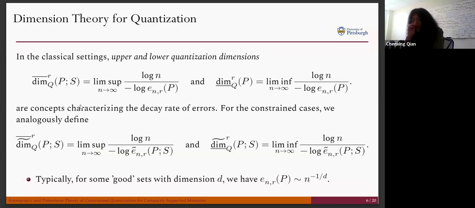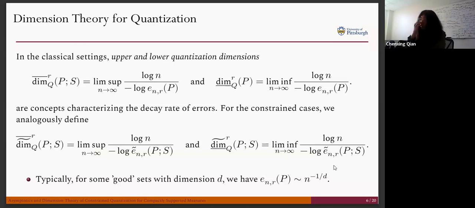And so I analogously define the quantization dimension of the constrained quantization case here, dimension tilde of r, q. The upper bar and the lower bar in this case mean the upper dimension and the lower dimension.